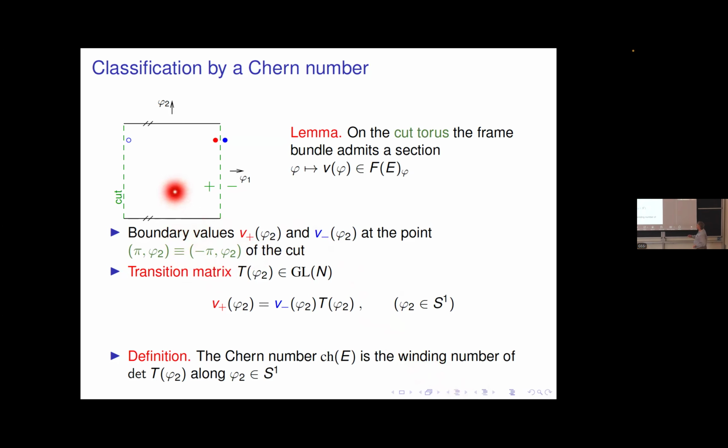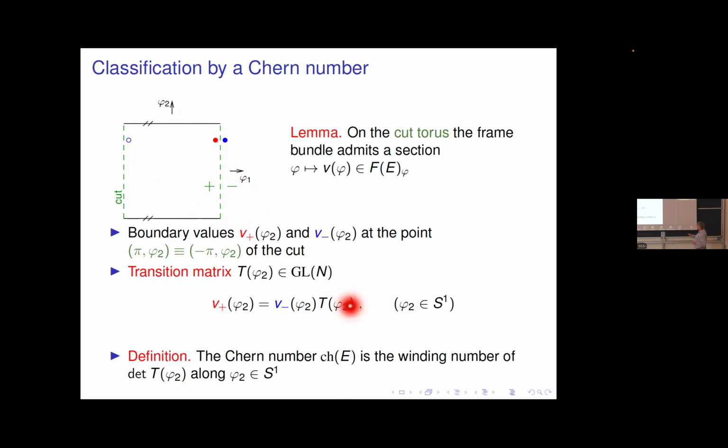So we have the two-torus that was cut open to a cylinder, and then we had the frames over each point, that is, a basis in the vector space, which is the fiber of the bundle over the point. And this point is a duplication of the point over there, just separated by the cut. But the frame we have here and the frame we have there are not necessarily the same, and they are related by a matrix that depends on the coordinate along the cut.